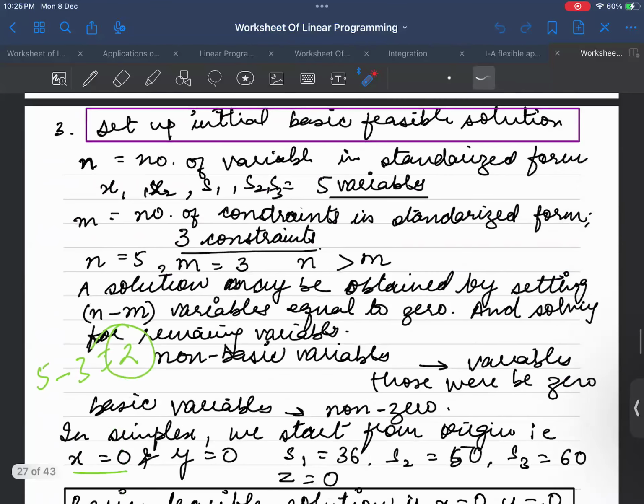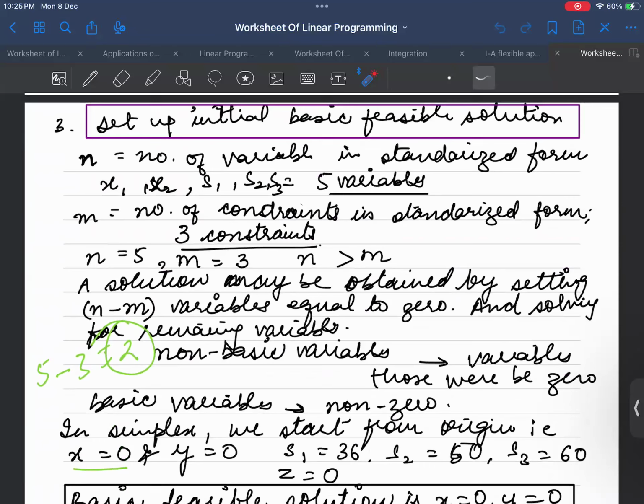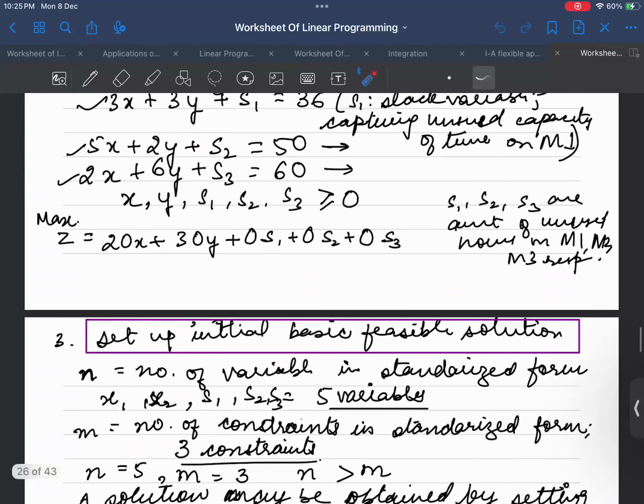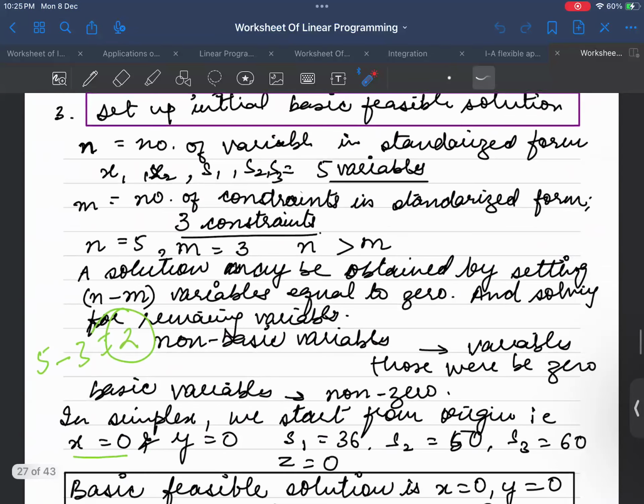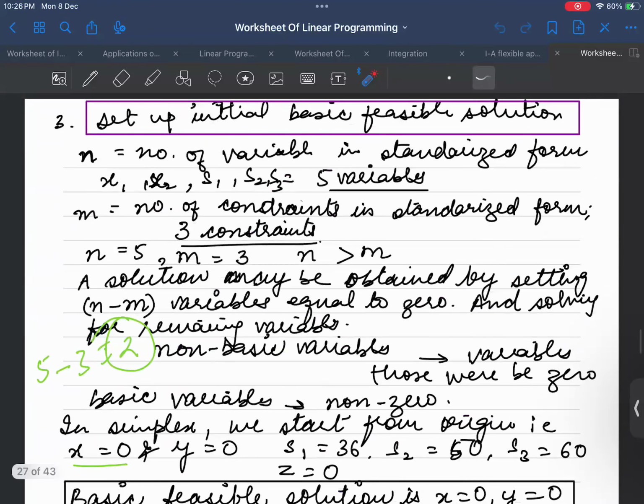So now the third step is setting up the initial basic feasible solution. S1, S2, S3 are the amounts of unused resources. How do we set up the initial basic feasible solution? In this, we check N and M. N is the number of variables in the standardized form.